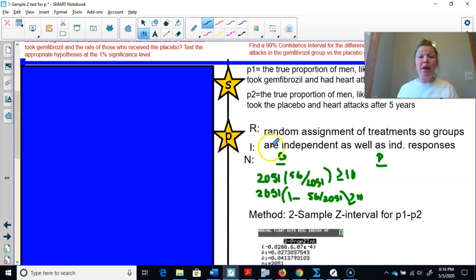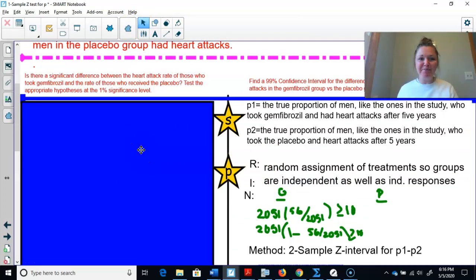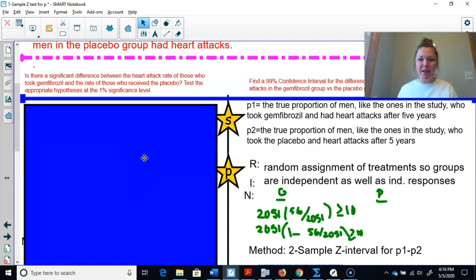Okay, next and finally, so I can get outside with my daughter, is we have our significance test, okay? Is there a significant difference between the heart attack rate of those who took gemfibrozil and the rate of those who received the placebo? Test the appropriate hypothesis at the 1% significance level. So what's different about this state? You still need the parameters, which we have over here, okay? Parameter describing the whole population. We also need a null hypothesis, an alternative hypothesis, and a sigma, okay? That's your alpha level. That's your significance level.